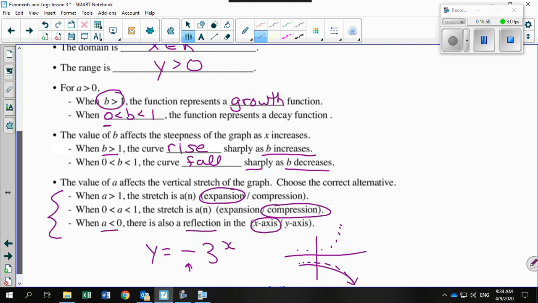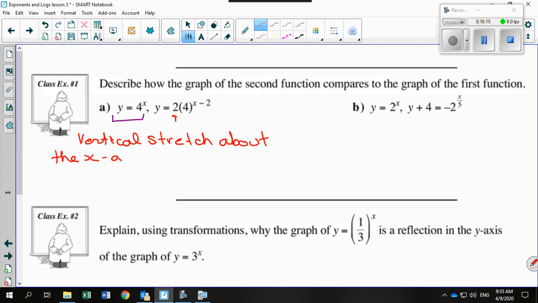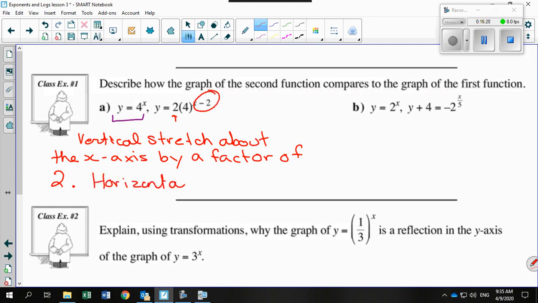And that's it. So you have a couple examples here that we can quickly go through just to remember our transformations. Here, if this is my original function, and I now have a 2 in front of it, the 2 is a vertical stretch about the x-axis by a factor of 2. And this, remember, was a horizontal translation, 2 units right.